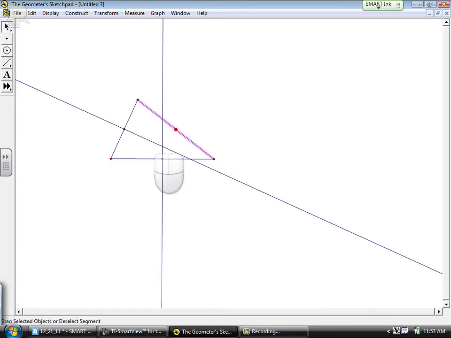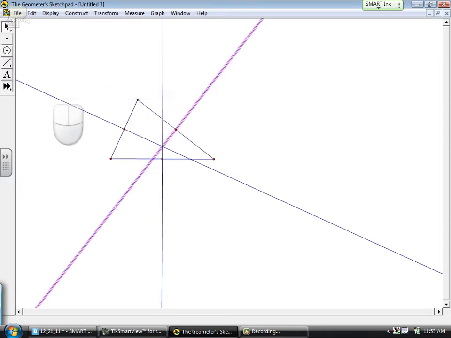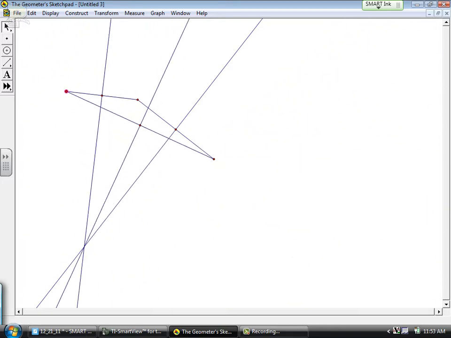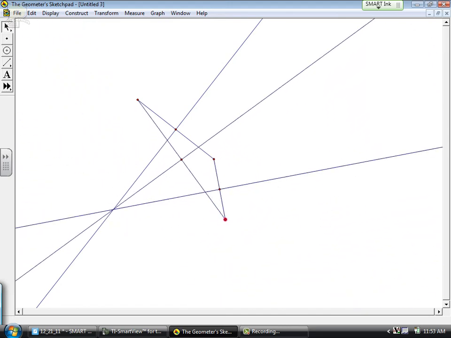What do you guess? That's a good guess. It'll probably go through this point where the other two intersect, because that's what's been happening, isn't it? So let's go ahead and construct that perpendicular line, and yes, it does. It goes through that exact point. Which means we have another center, don't we? This center is called the circumcenter.